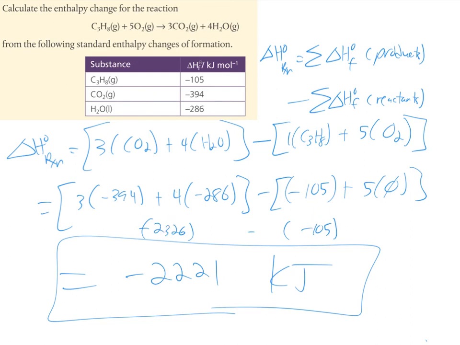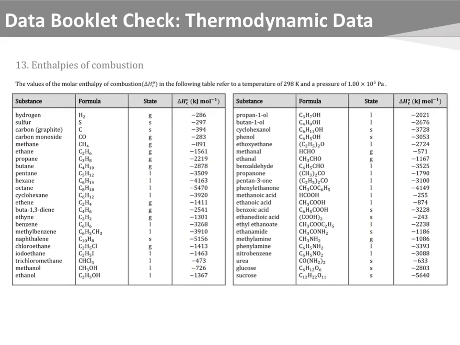Now, how do we do? Negative 2221. Here's our data booklet. Propane, negative 2219. We got negative 2221. Not bad. We'll talk later in 5.3 especially about where some differences arise. I think a difference of 2 kilojoules over the course of an answer that's over 2,000 kilojoules is actually really close. So we did a lot of learning there. Thanks for your work on that. We've got a couple more things to get through and we'll be done.